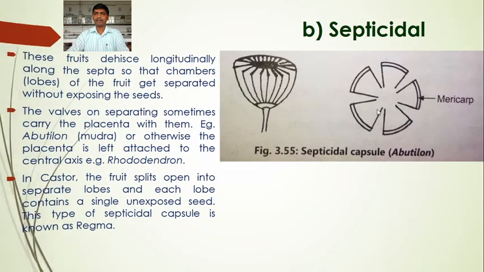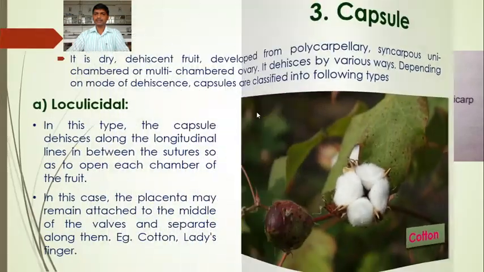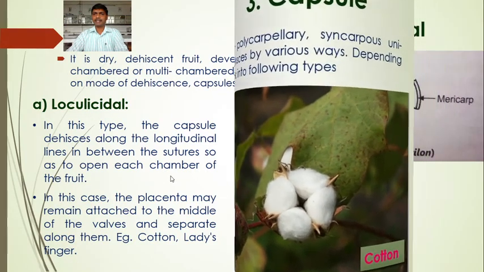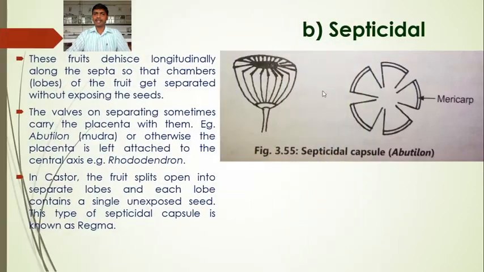In case of loculicidal, here it breaks open along the longitudinal line but in between the sutures so as to open each chamber. Chamber means locule. So the name is loculicidal. Here the name is septicidal because it breaks open longitudinally along the septa.